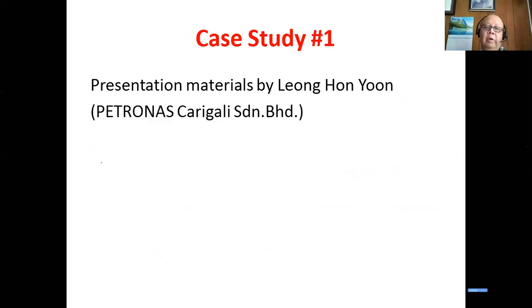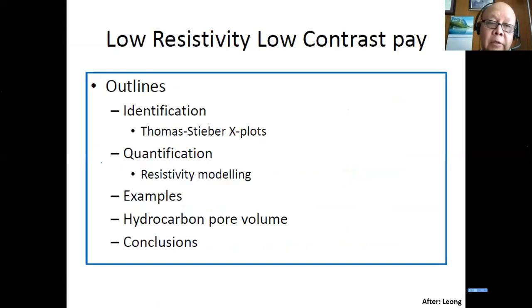Now, let me show you two examples, two studies which have been done by Mr. Leong, and he was kind enough to give me his slides. So the outline of this presentation will be identification of the thinly laminated sands by using Thomas Tiber cross plots, quantification by doing resistivity modeling, and then he will show us the examples.